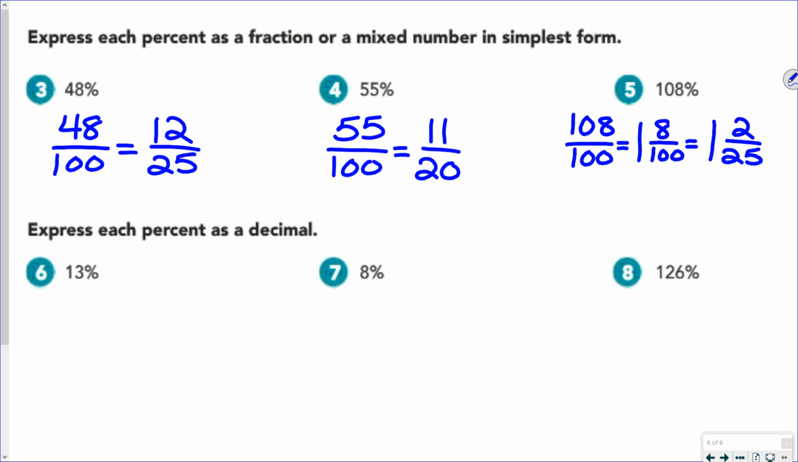For number 6, if we have 13%, we move that decimal point 2 places to the left, we're going to get 0.13. For number 7, if we have 8%, we move that decimal point 2 places to the left, we would actually get 0.08, not 0.8. That's a big common mistake here. People will put 0.8, but that's 8/10. We want 8 hundredths. And then for number 8, we get 1.26. So we move that decimal point 2 places to the left.